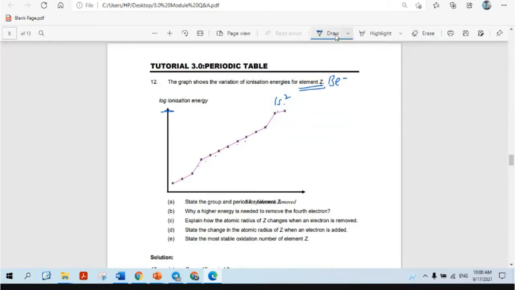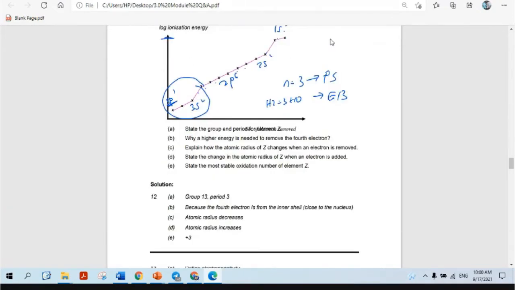Okay, so let's continue. I know here is 1s2, then here 2s2, and then here 2p6, then 3s2, 3p1. So state the group and the period. I know n equal to 3, so it's period 3. And then valence electron 1 plus 2 equal to 3. Since this one is p block element plus 10, so this is group 13. Should be no problem. Okay, period 3, group 13.